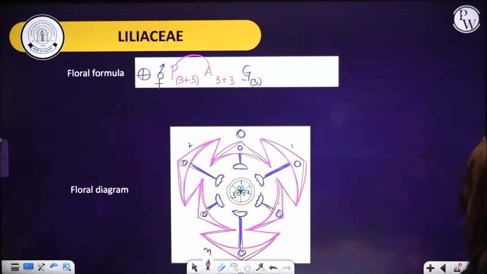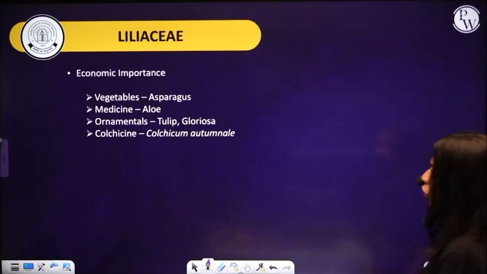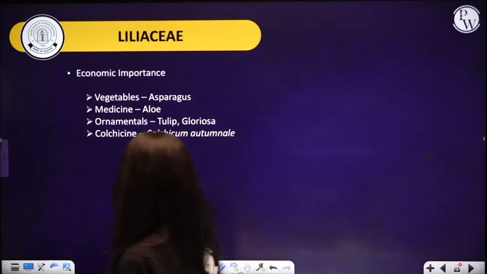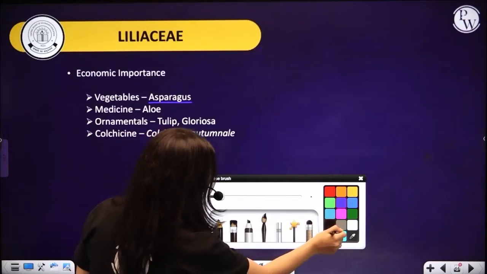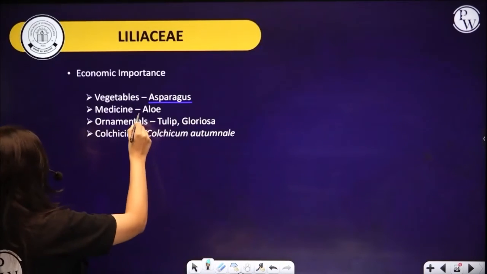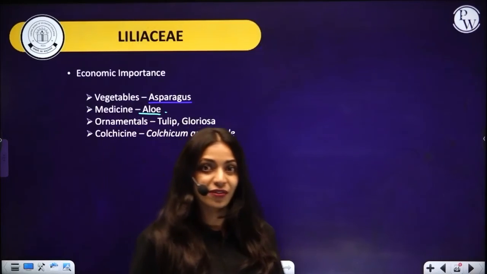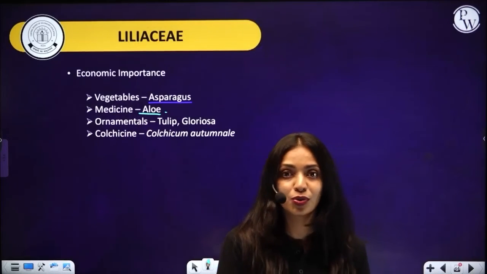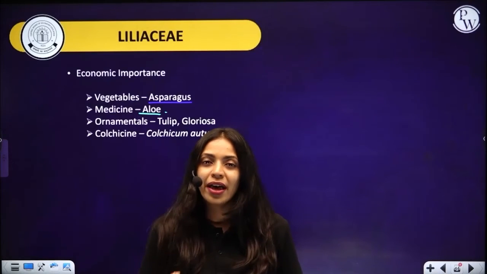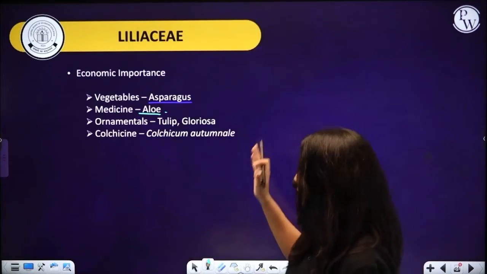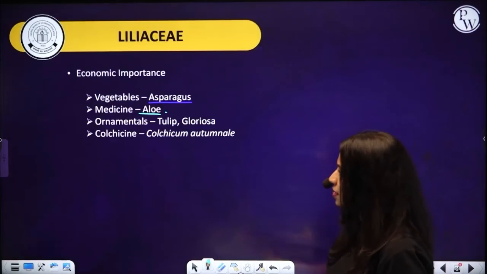That's about family Liliaceae. Now let's talk about the economic importance of Liliaceae. You get vegetables like asparagus from this family. Asparagus belongs to family Liliaceae. Aloe vera, you know, it's a very good medicinal plant. It is used to calm any skin irritations. It's used to enhance the shine in your hair. So that medicinal value it has.